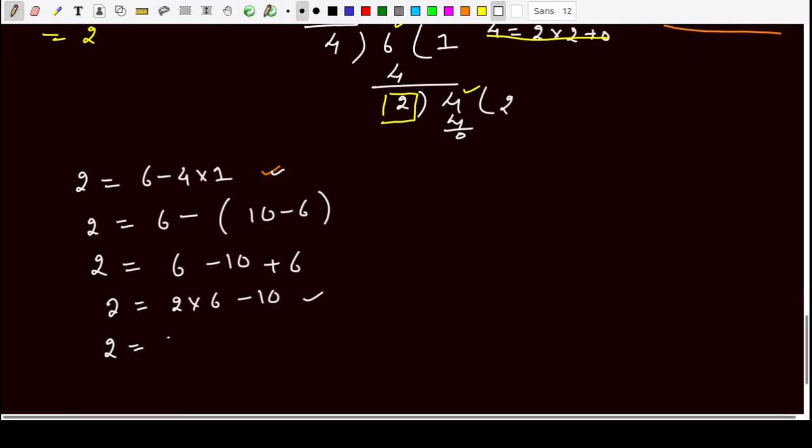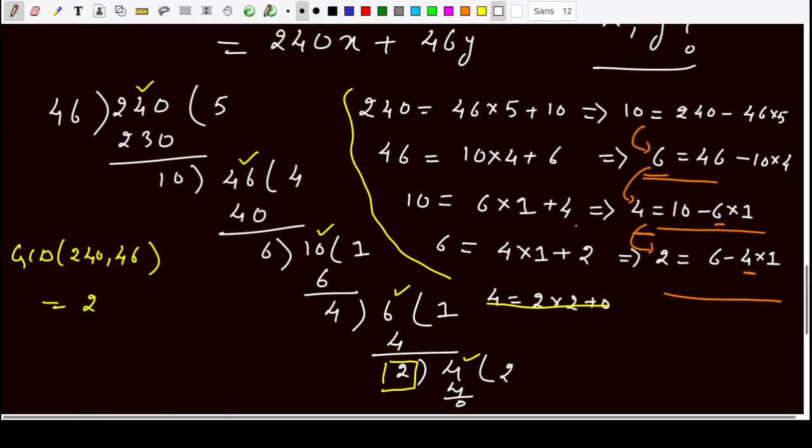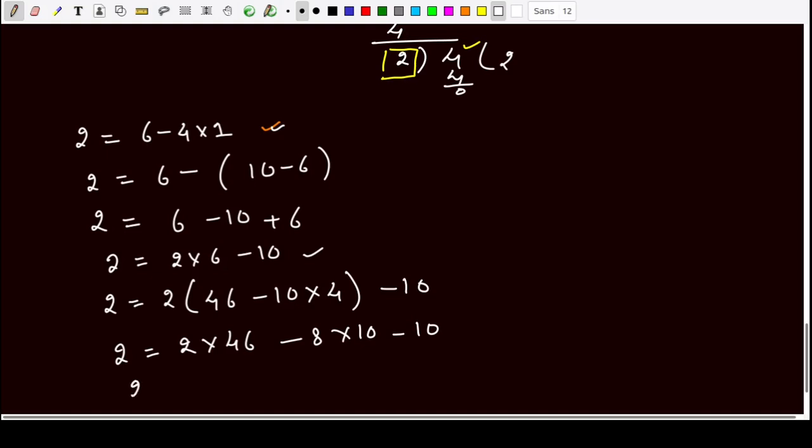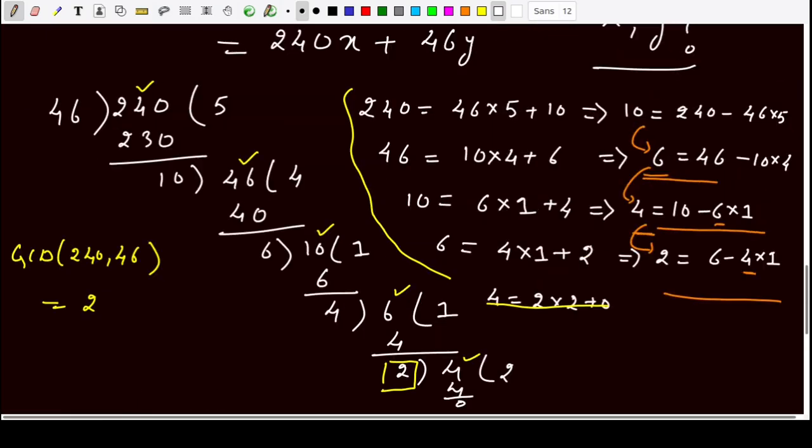So 2 equals 2 times, what was the value of 6? 6 equals 46 minus 10 into 4, so 46 minus 10 into 4 minus 10. What will this become? 2 equals 2 times 46 minus 8 times 10 minus 10. We can rearrange it again: 2 equals 2 times 46 minus 9 times 10.